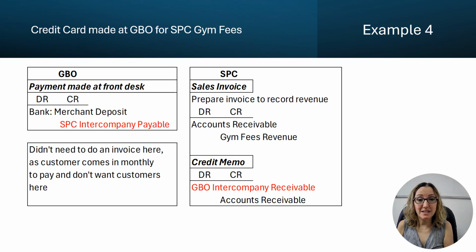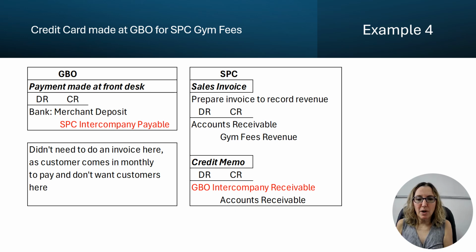Then on SBC side, we do our regular invoice to record revenue, so we're debiting accounts receivable, crediting gym fees revenue in this case. But of course, we can't do a receipt in SBC since the money was received in GBO, so we do a credit memo. And that credit memo gets coded to GBO intercompany receivable. And so, of course, our AR is now zero, and we're left with the gym fees revenue in SBC. And then, of course, in GBO, we have the bank side. So the intercompanies again balance.